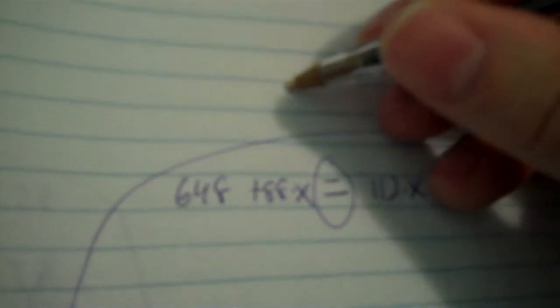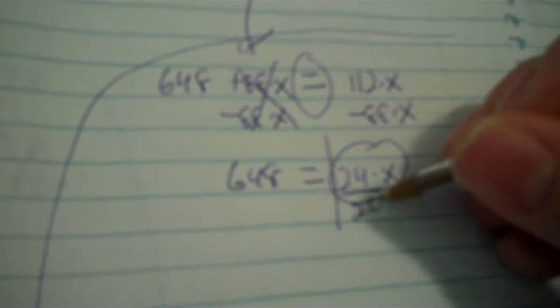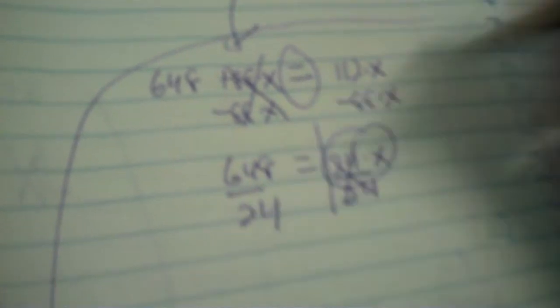Okay, so you have x's on both sides. Let's get that plus 88 to 0, so 88 back to 0: minus 88 times x, minus 88 times x. So you get 648. 112 minus 88 is 24 times x. So you just have to divide. Okay, 27.